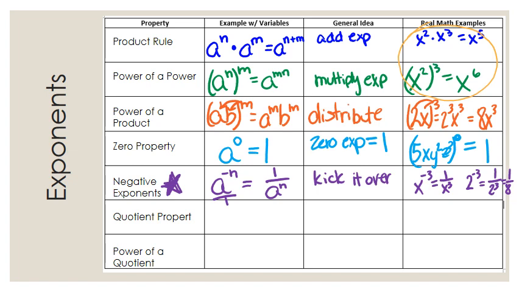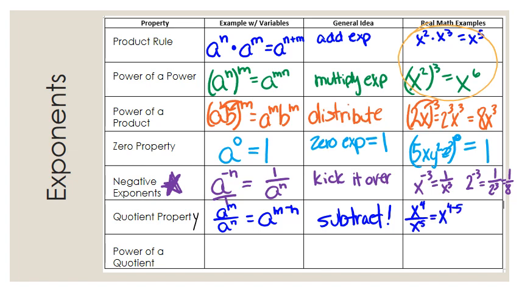Quotient property. I'm missing a little y there. Let's fix that. Quotient property means that if I have a to the m divided by a to the n, if I'm dividing like bases, I subtract their exponents. So keyword here is subtract. So for example, if I have x to the fourth over x to the fifth, that would be 4 minus 5, which is equal to negative 1. Well, now we got a negative, so let's kick it to the other side. That means I have 1 over x.